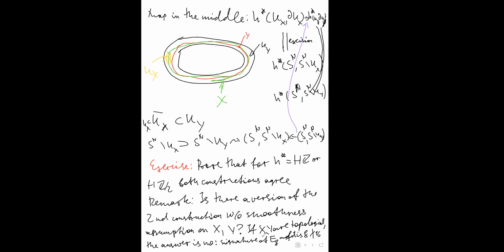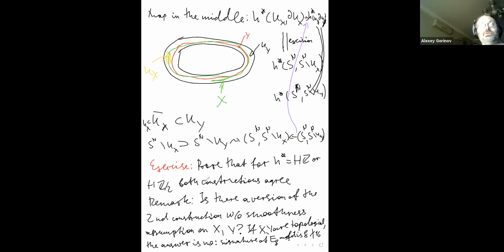Yes, but I don't understand. The answer is no to which question? The answer is no. To this question: is there a second version of the construction, or a version of the second construction, without assuming that both manifolds are smooth?